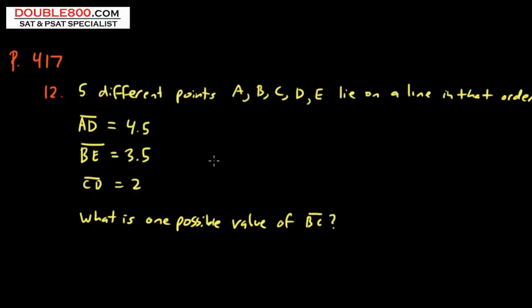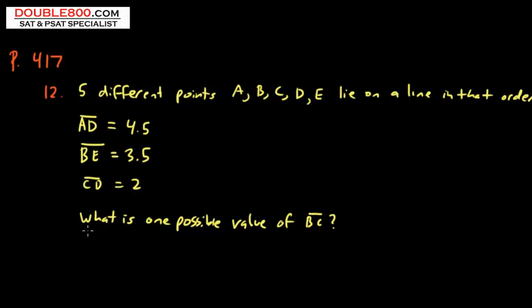In this lesson, we'll review a math problem from the grid-in section. We're on page 417, question 12, and this is a moderate problem. It's a level 3. Five different points, A, B, C, D, and E, lie on a line in that order. AD equals 4.5, BE equals 3.5, and CD equals 2, and the question's asking for one possible value of BC.